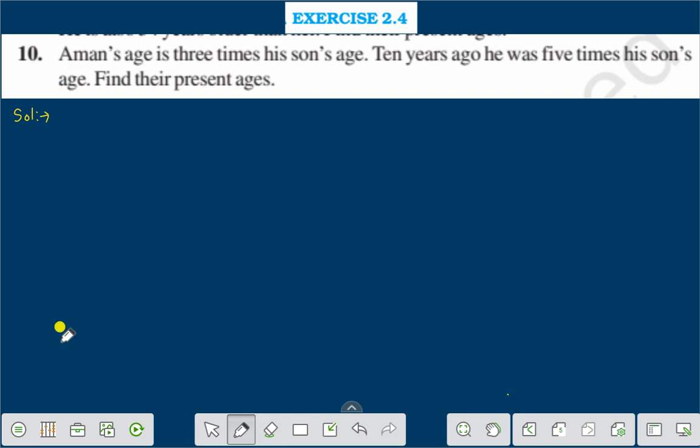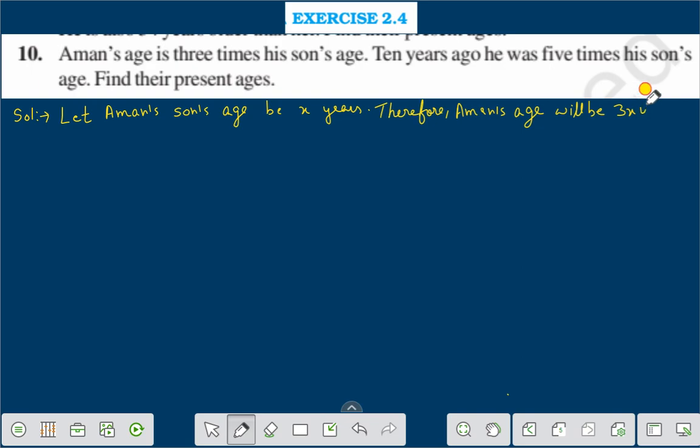Let Aman's son's age be x years, right? Therefore, Aman's age will be 3x years, right?